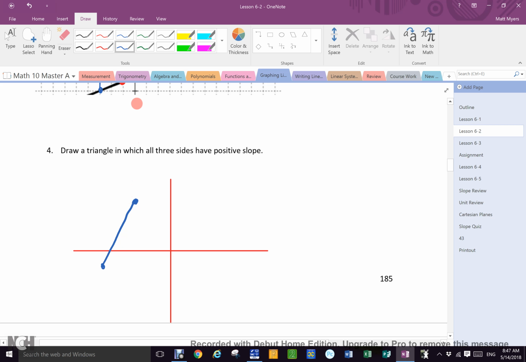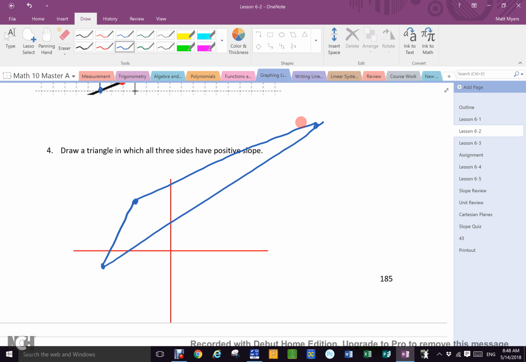If I go way, way up here and then way over here, would I have a positive slope? Okay. That's positive, isn't it? Now connect the line. Is that up and right? So do I have 3 positive lengths? Easy peasy lemon squeezy. Is everybody good with slope?